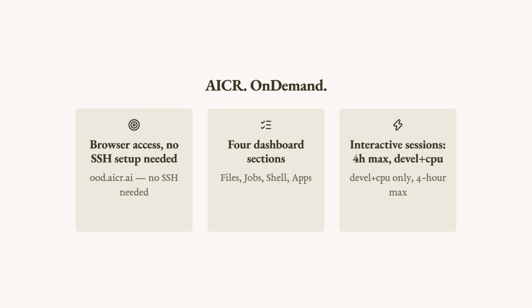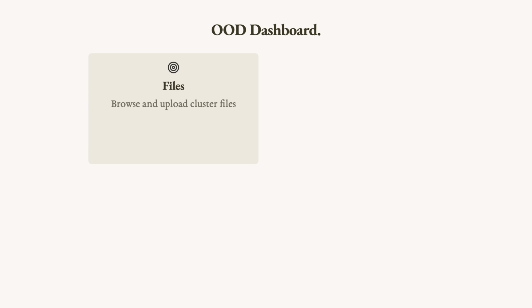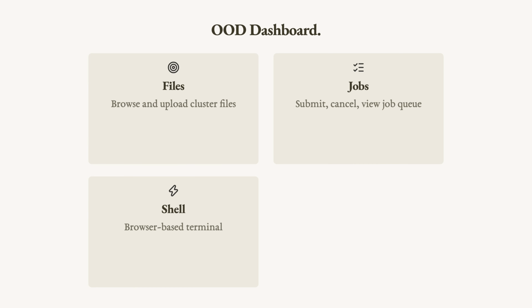This video covers the 4 dashboard sections, how to launch interactive applications, and the limits that still apply even in a browser. 4 sections on the dashboard: Files, browse, upload, download, edit files directly in the browser, drag from your desktop to upload. Jobs, view active jobs, submit new ones, open job output. Shell, a terminal session in the browser running on a login node. Interactive apps, JupyterLab and a full Linux remote desktop, launched as Slurm jobs on compute nodes.